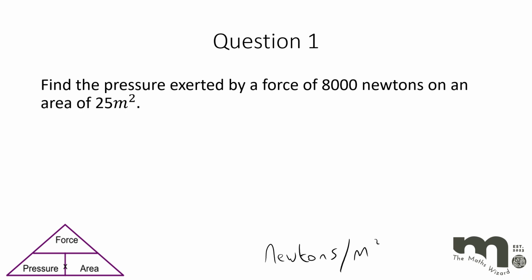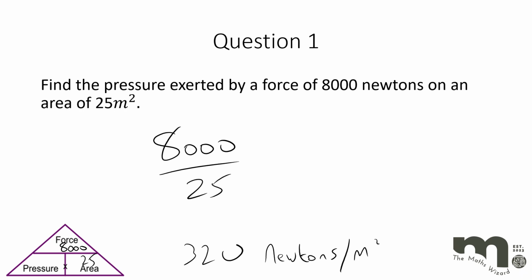So if you pause your video and have a go. Okay, so we can see here we're trying to work out pressure. So we've got a force of 8,000. We can write that on the formula triangle there. We've got an area of 25. So all we need to do is 8,000 divided by 25, and that will give us 320 newtons per meter squared.